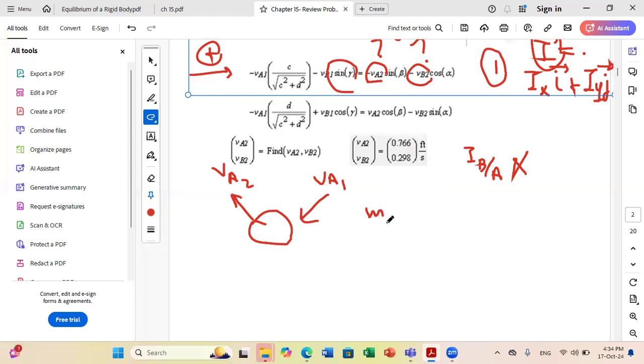MA times VA1X plus the impulse of B on A along X.